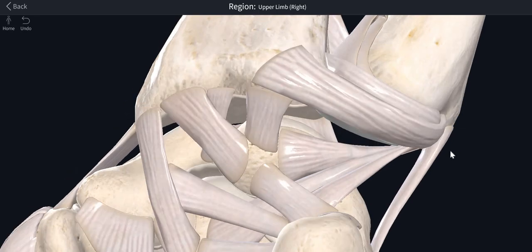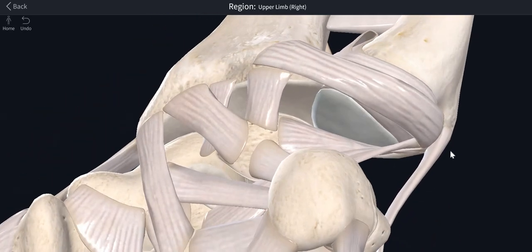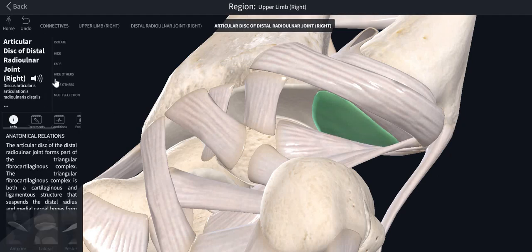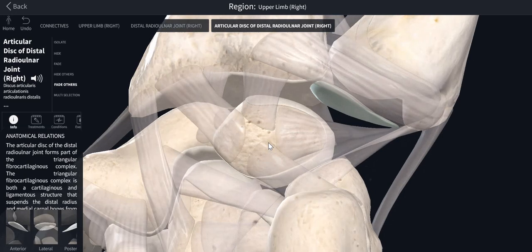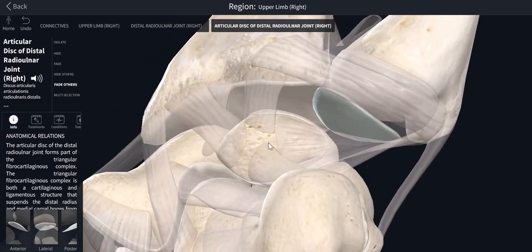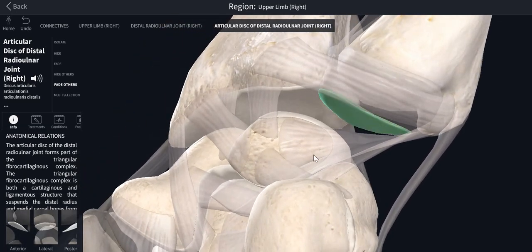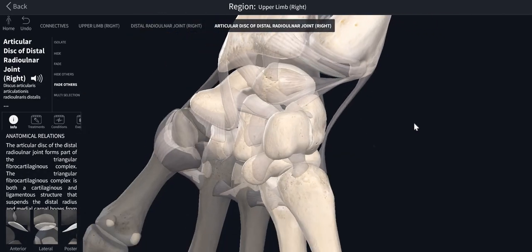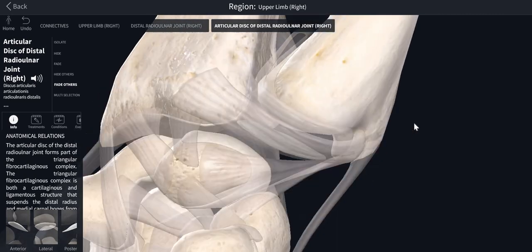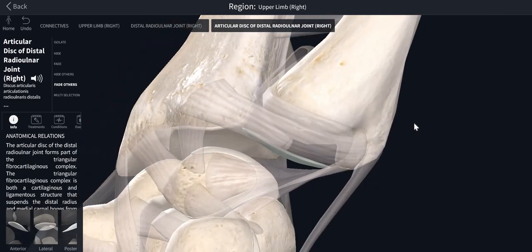Now, another thing that I was hoping to be able to show is something that we call the prestyloid recess, which should be shown right over here. As you can see, there's a little bit of space between this articular disc and the synovial membrane of the capsule itself. This little space over here is what we call the prestyloid recess.